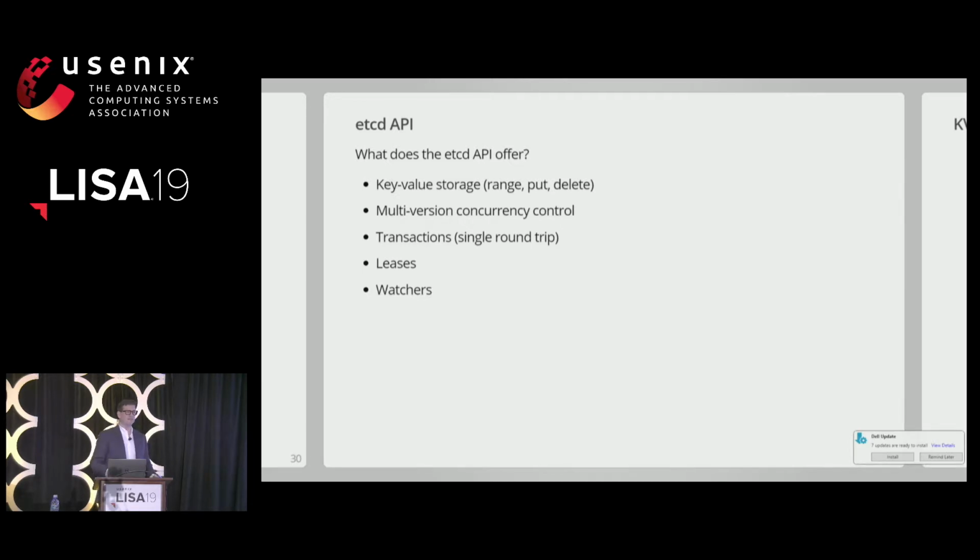They're simple transactions where you can do things like inspect the version of a key or inspect the value of a key and compare it to something. The transactions are single round trip, so I'll get to that later. You get leases and you get watchers. I'd say those are the big 5 features that etcd gives you.